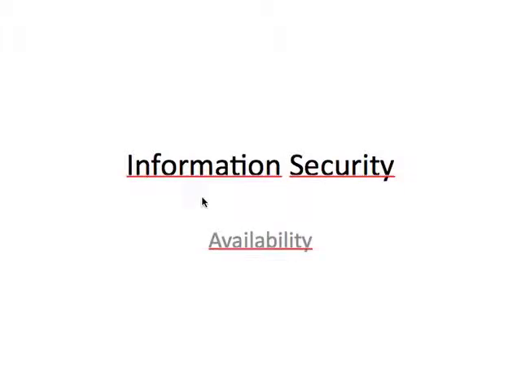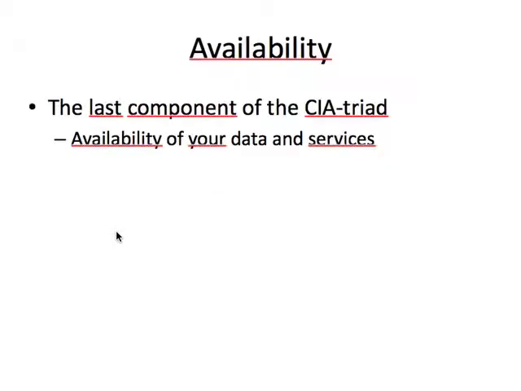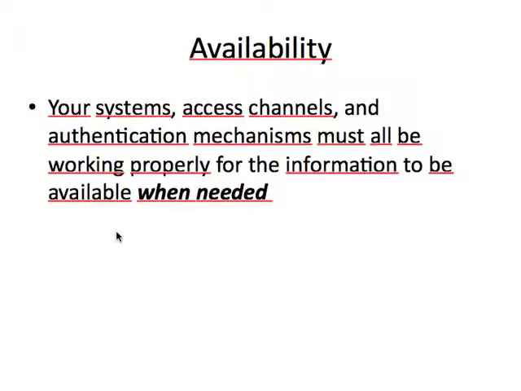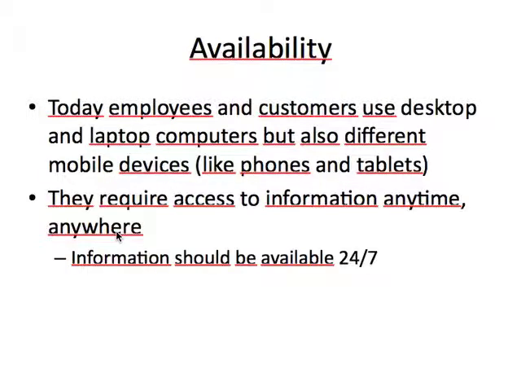Hello again, and let's have a look at the last bit of the CIA triad, availability. So it's the last bit, and it basically refers to the availability of our data and services. So basically, the system's access channels and authentication mechanisms must all be working properly for the information to be available whenever we need it to be.